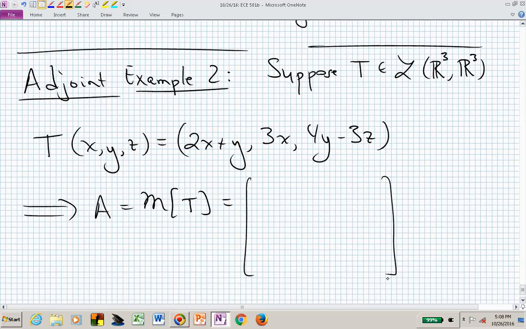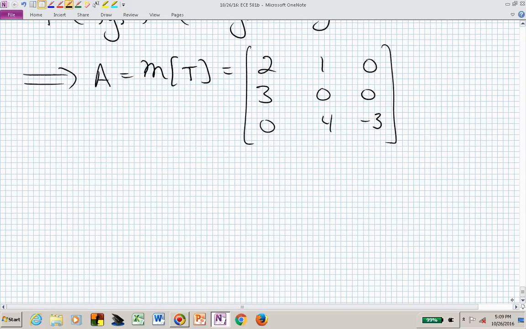You know it's square. We're going from R3 to R3, and what's in the top row? 2, 1, 0. What's in the middle row? And the third row? And now you can immediately write down the matrix representation of the adjoint. In this case, we take the conjugate and transpose it, and how hard is the conjugate going to be?